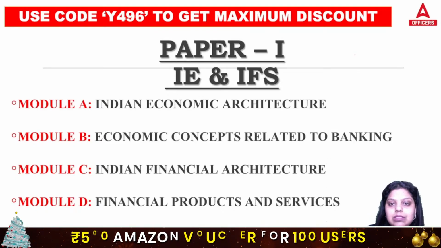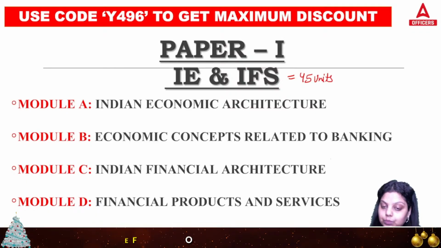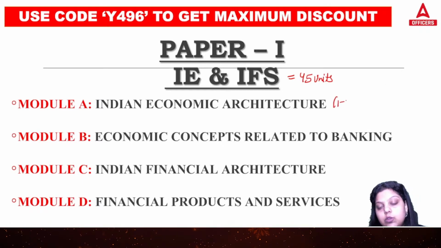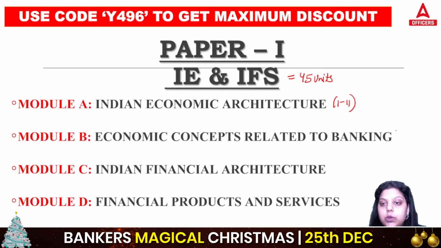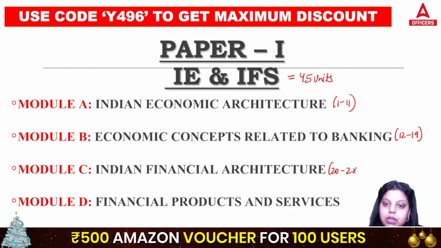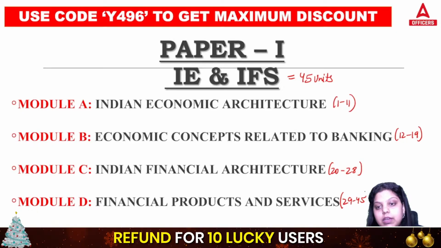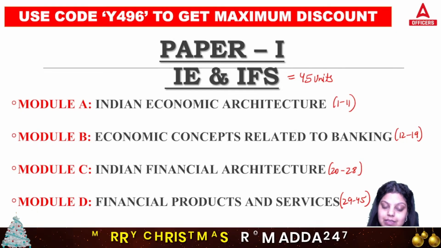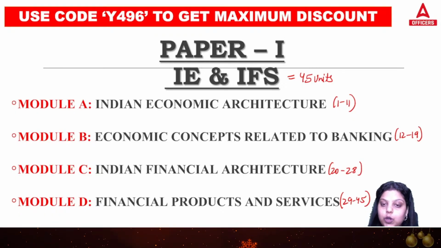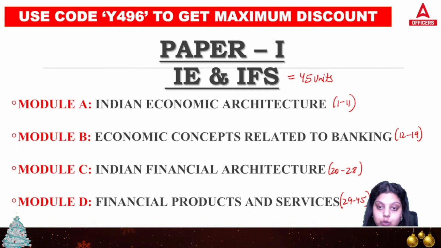In total, this subject has 45 units out of 4 modules. Okay, in 4 modules we have 45 units. Units 1 to 11 are covered in module A. Units 12 to 19 are covered in module B. Units 20 to 28 are covered in module C. And units 29 to 45 are covered in module D. So you can see module D has a total of 17 units, module A has 11 units, module C has 9 units, and module B has 8 units.